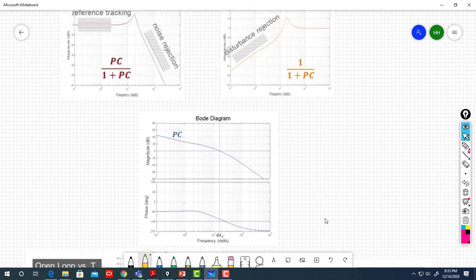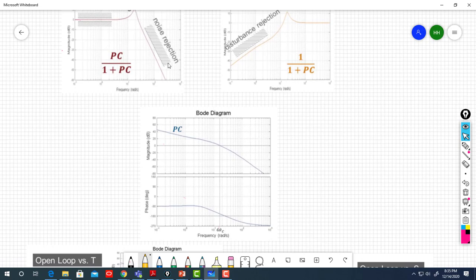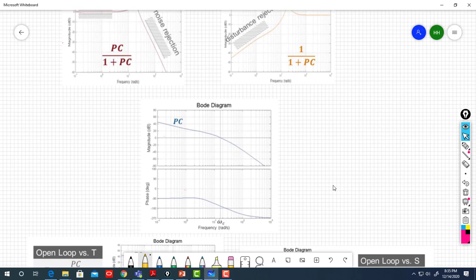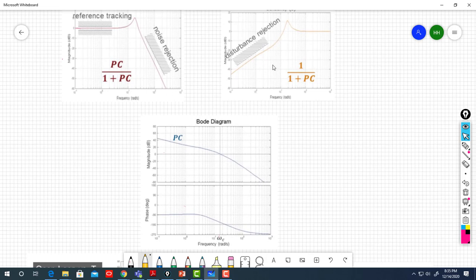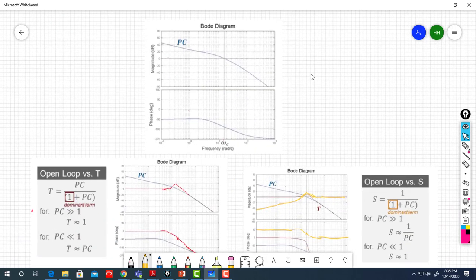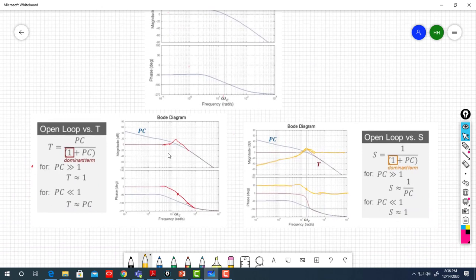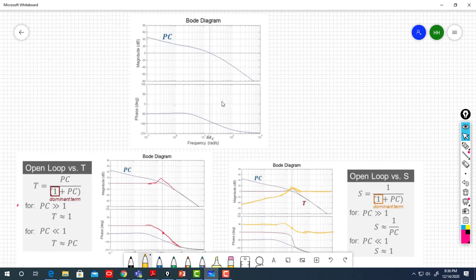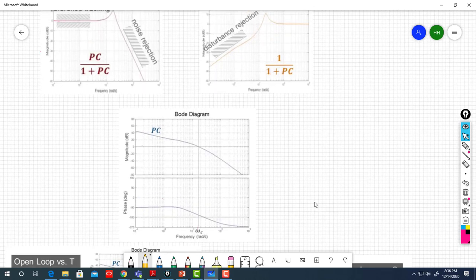Right? And we said ideally we want PC over 1 plus PC to look like this, right? If you want a low pass filter, or a high pass filter for the disturbance rejection, and if you look at it, it is somehow this way. That's how it looks like. So a PC shape like this is a good design, because this PC that I have gives me a good transmissibility and sensitivity transfer function.